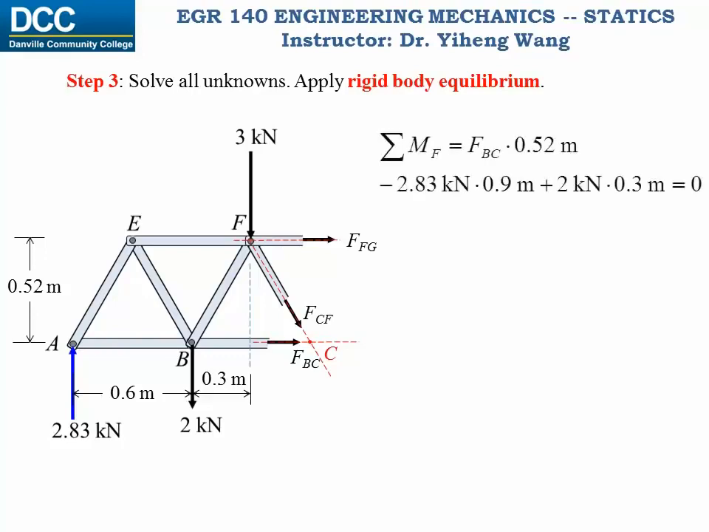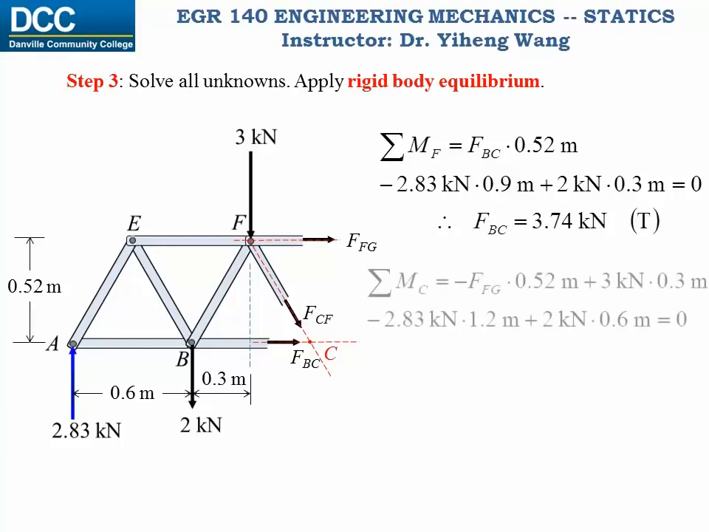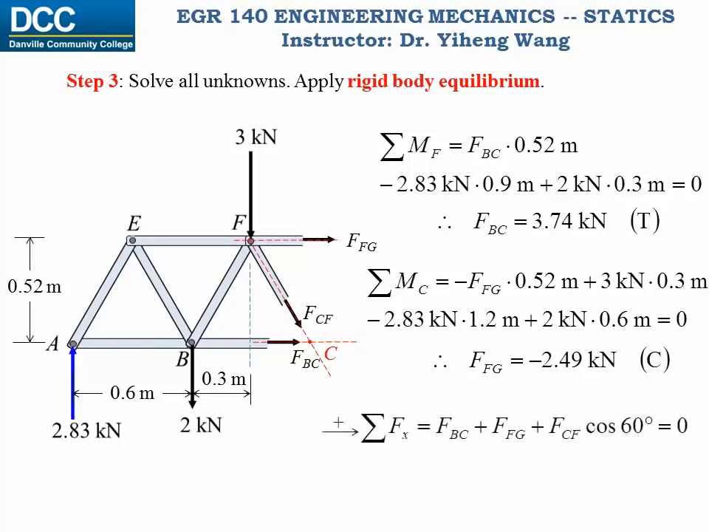See, when the moment is summed about point F, only FBC shows up and you can solve it easily from this equation. And when moment is summed about point C, you only have force FG and can easily solve it as well. Lastly, let's write 1 force equilibrium equation along the x direction, and from it we can solve for FCF. Hopefully from this example you have learned how to apply the method of sections for your simple truss analysis.